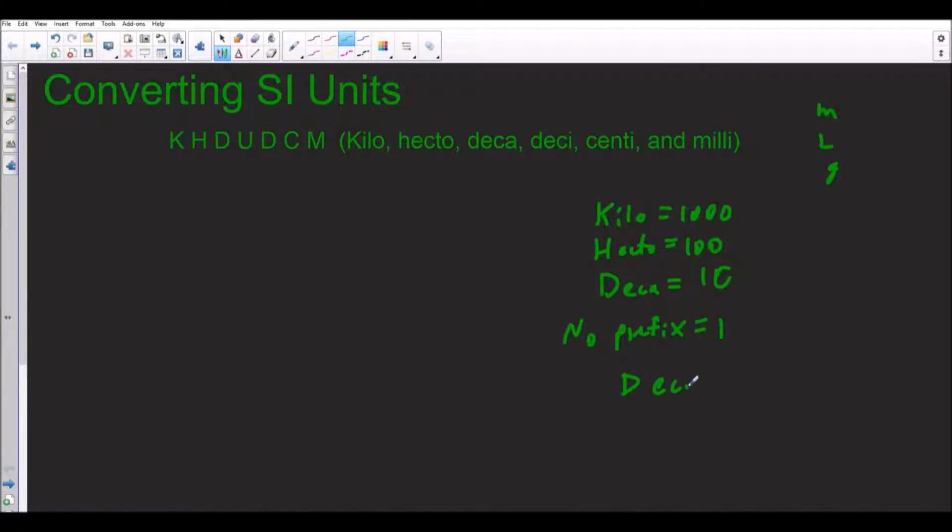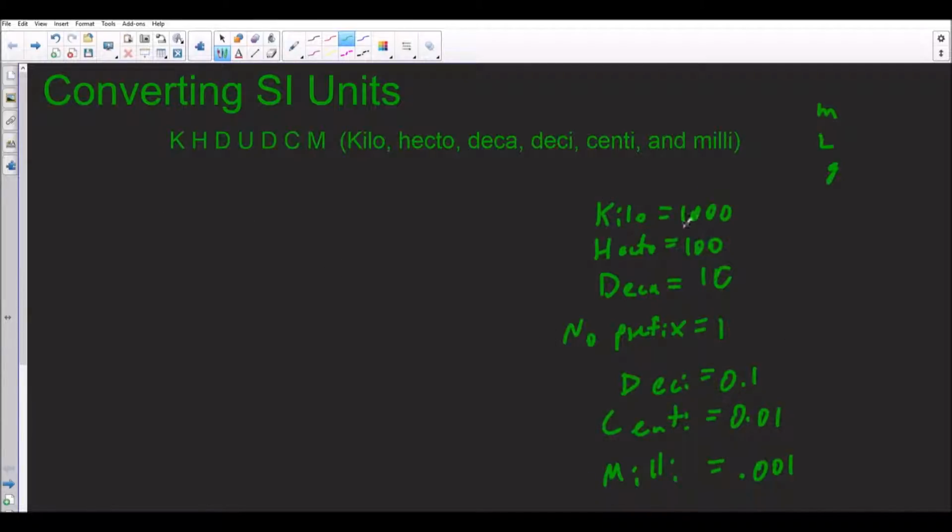Deci, so it'd be a decimeter, is equal to 0.1. A centi is equal to 0.01, right? That makes sense because 100 centimeters make up a meter. And milli is just 0.001. So a millimeter, 1,000 millimeters make up a meter. So basically we can just use this knowledge to solve unit conversion problems.